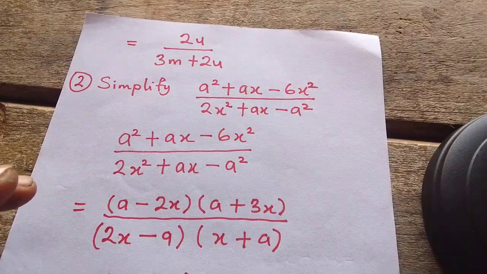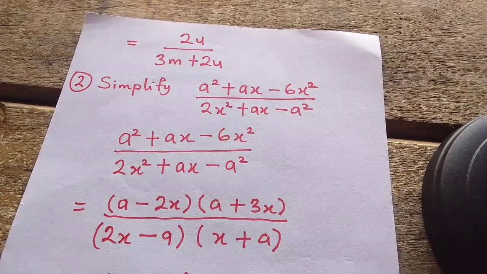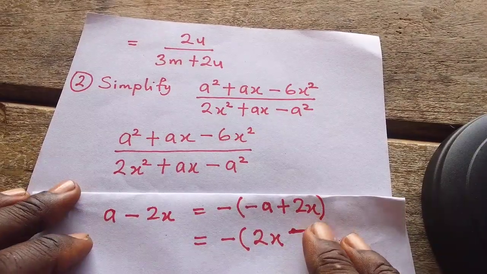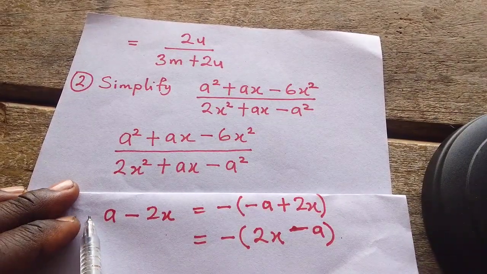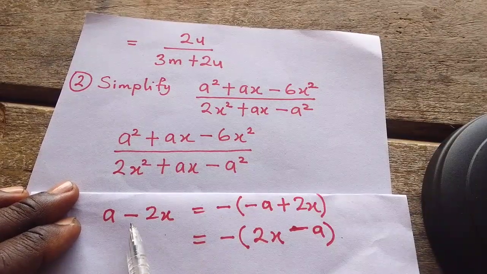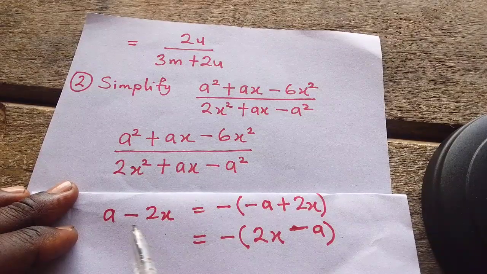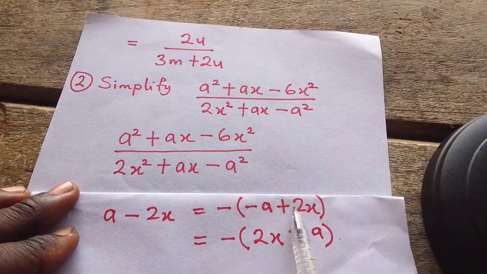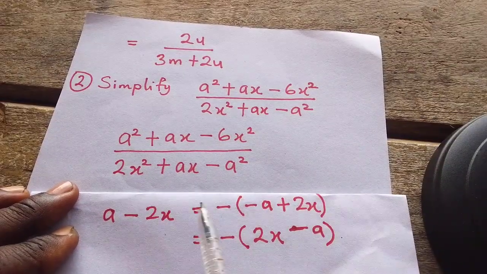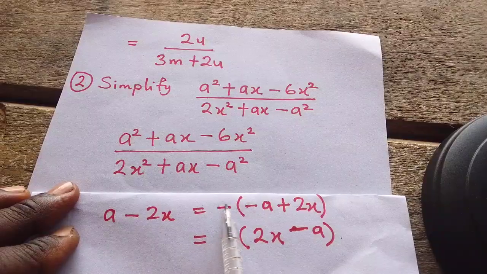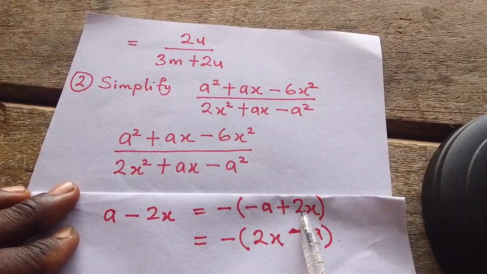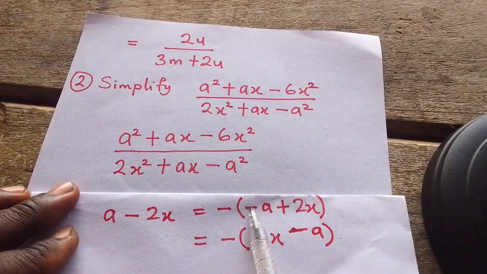Now if I'm having a minus 2x, my a minus 2x can still be written like this. If I say minus is common to them, so a divided by minus will give us what? Minus a. Then minus 2x divided by minus will give us what? Plus 2x. Actually, if you open the bracket, minus times minus will give us plus back. Minus times this plus will give us minus 2x. So that means if you bring out the minus, you can have it as minus bracket minus a plus 2x. Now what is in this bracket, you can rearrange it so that plus will be in front.